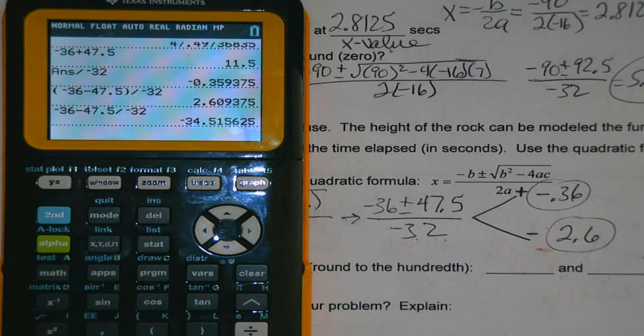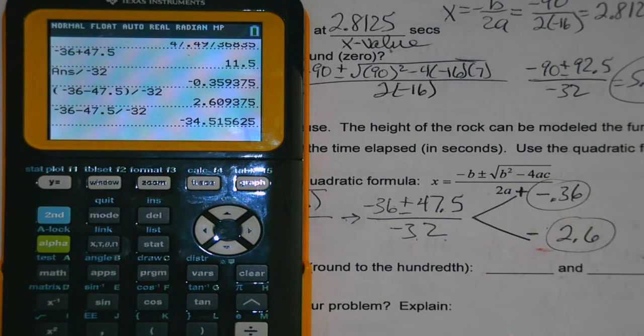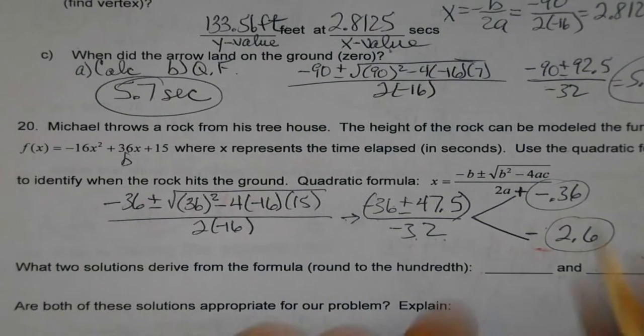Whoa, that's a different answer. The calculator's going to do this division first. Don't you be that person. Okay? We do those first. Period. Now, so here's my two answers.